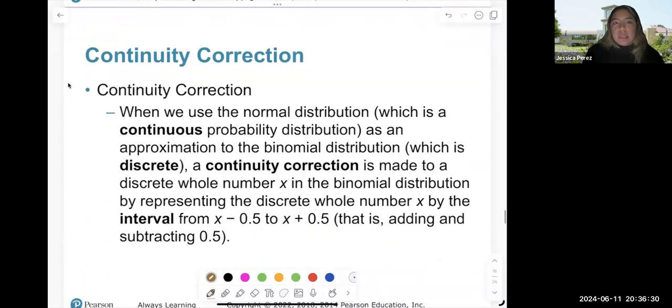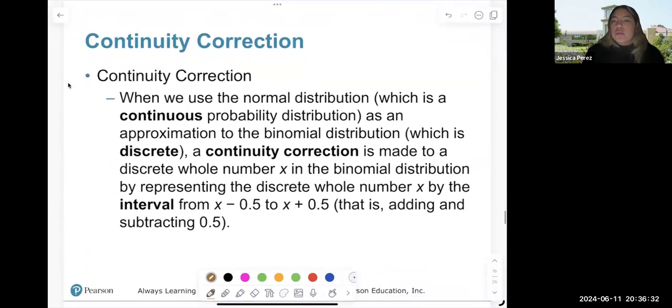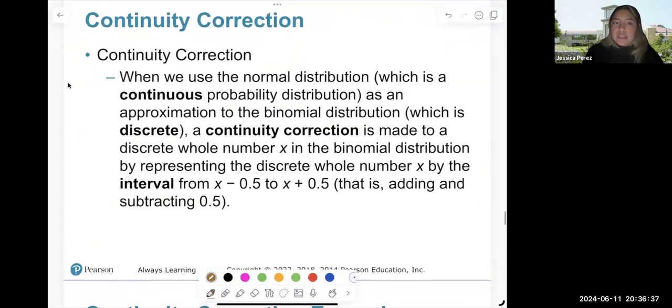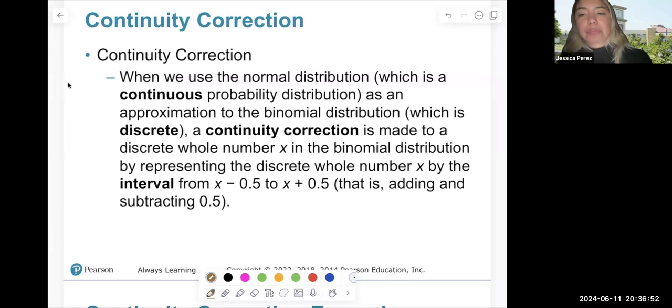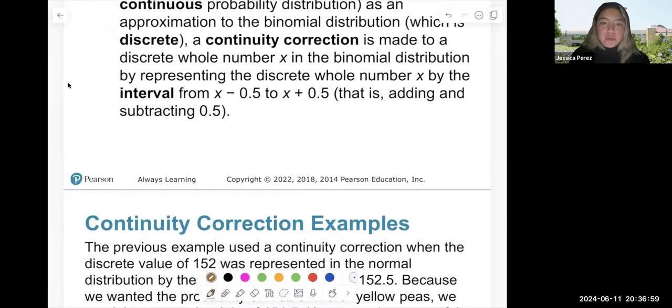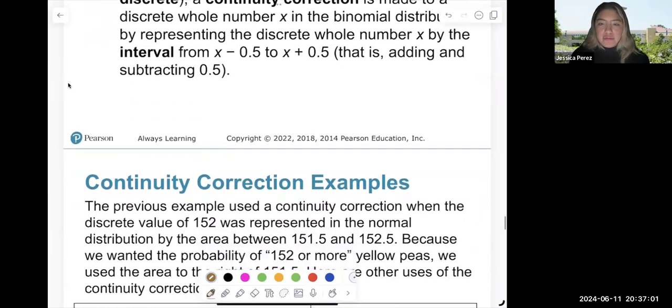So look at the continuity correction. When we use a normal distribution, we need a continuity correction. Let me explain why we do that. We are changing from a binomial probability, which is a success or a failure, a discrete value, to something that's continuous. So we have to take into consideration that interval of x minus 0.5 and x plus 0.5.